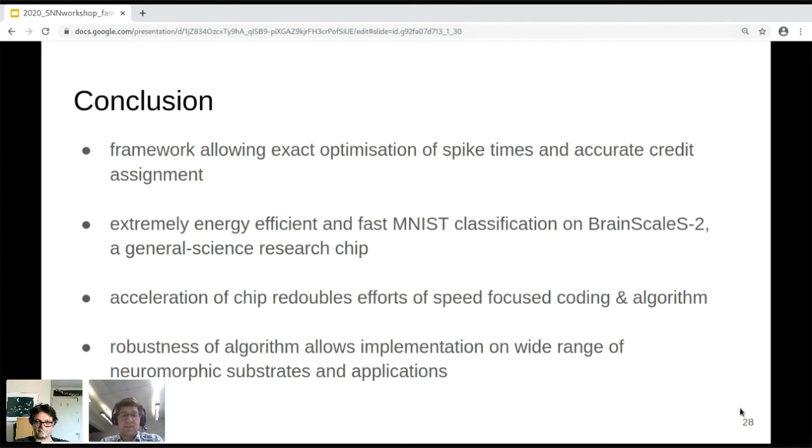To conclude my talk, I showed a framework that allows exact optimization of spike times and accurate credit assignment. I showed an extremely energy efficient and fast MNIST classification on the BrainScaleS 2 chip, on non-dedicated hardware. And on this hardware, the characteristics, so fast speed and low energy consumption, redouble the effort of the coding and the algorithm. And I provided robustness arguments of the algorithm that allow for implementation on a wide range of neuromorphic substrates and applications.